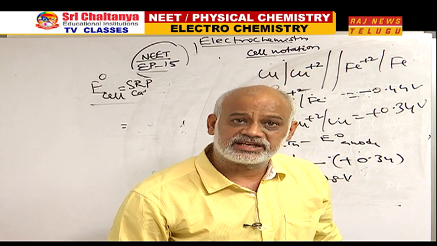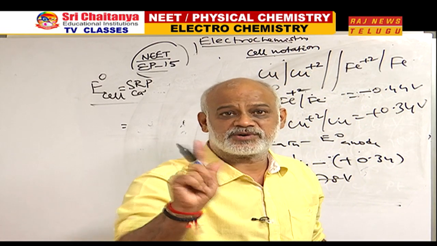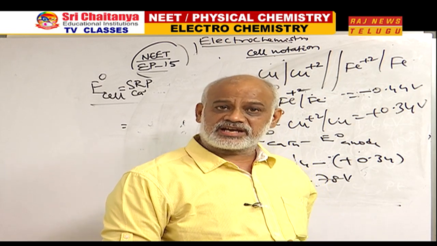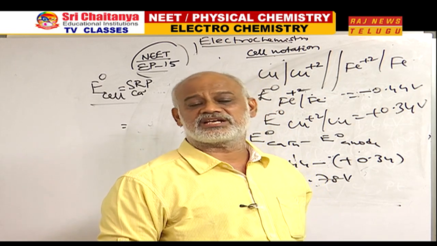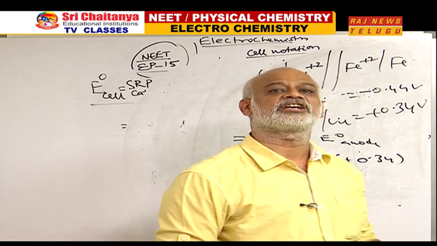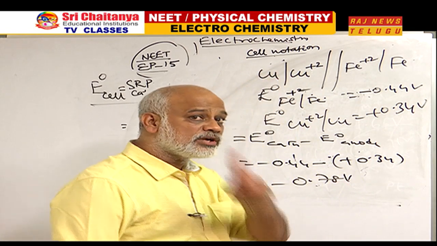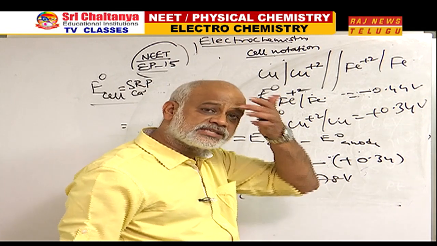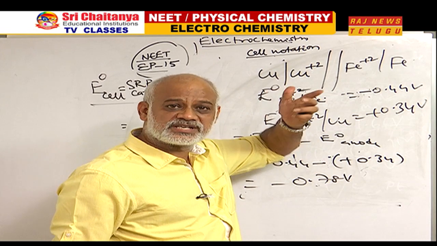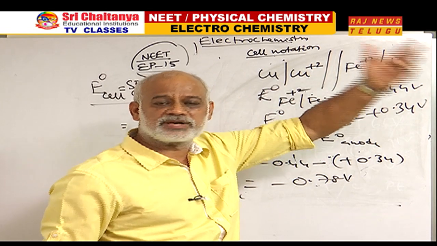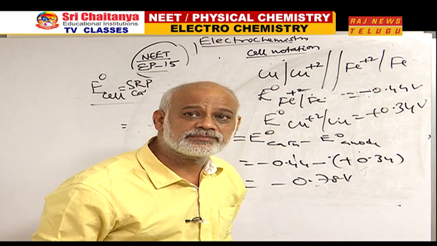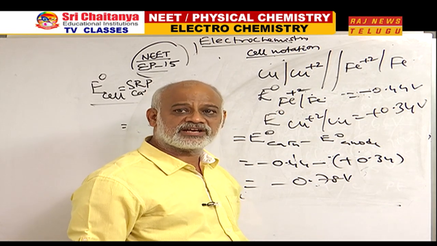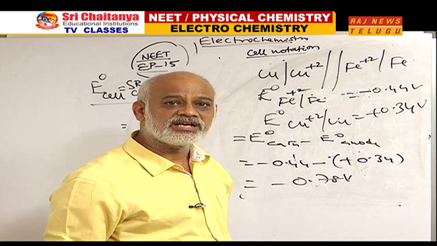What does this indicate? This cell reaction is not a spontaneous reaction. Cell potential is negative. Cell reaction is non-spontaneous. Cell is not a source of energy. Hope you understood. One more thing, whenever I am doing any E naught value problems, I am not worried about the charges present on them. Plus 1, plus 2, plus 3, doesn't matter. Charges become important only when concentration changes will be occurring.